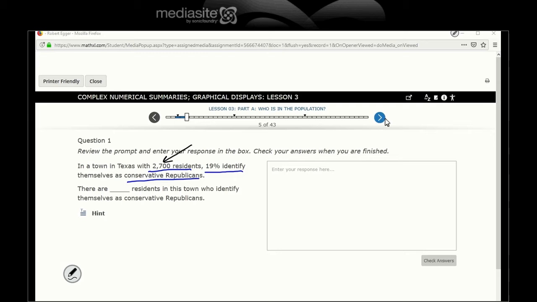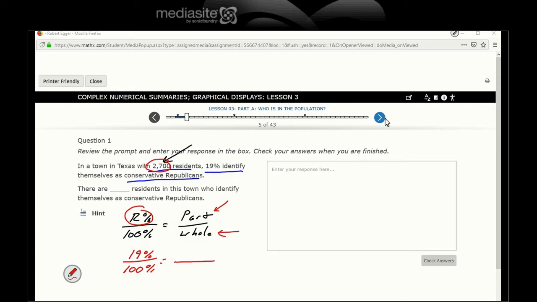Remember what I said, R% or 100% equals the part over the whole. Now we're given the R, that's the 19. Now we're given one other number, 2,700. Now the question here, you have to ask yourself, is that the part or is that the whole?